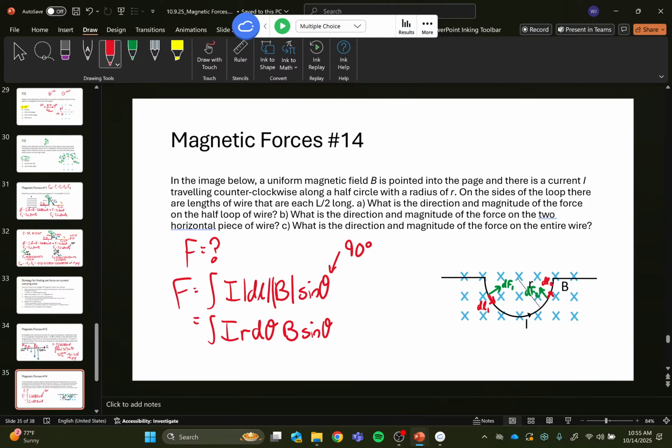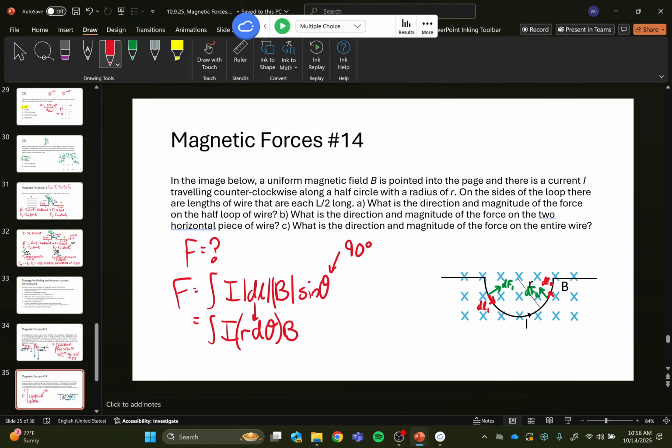Can you explain one more time how you got the second and third one? Oh, I just replaced dl with r d theta. Yep. Is the green arrow going into? The green arrows are pointed kind of towards the middle. They're pointed directly towards the middle. Yep. All right. So we have this.